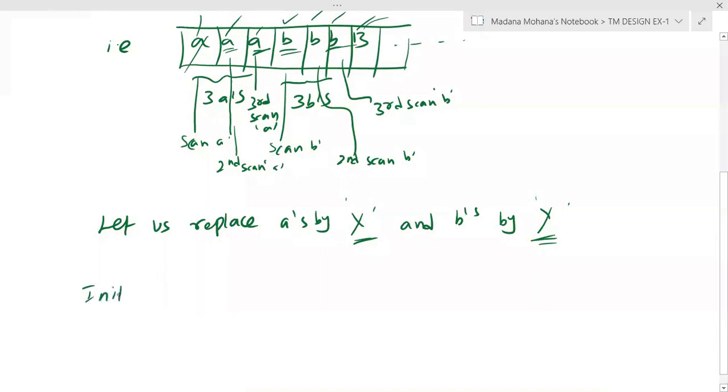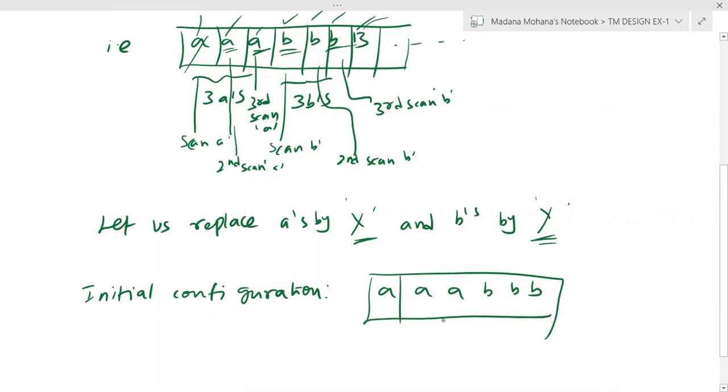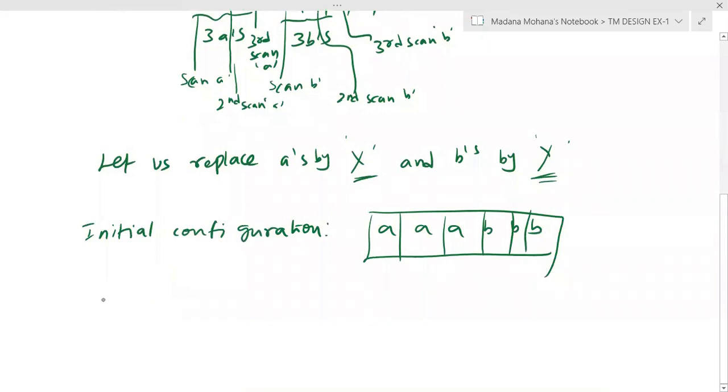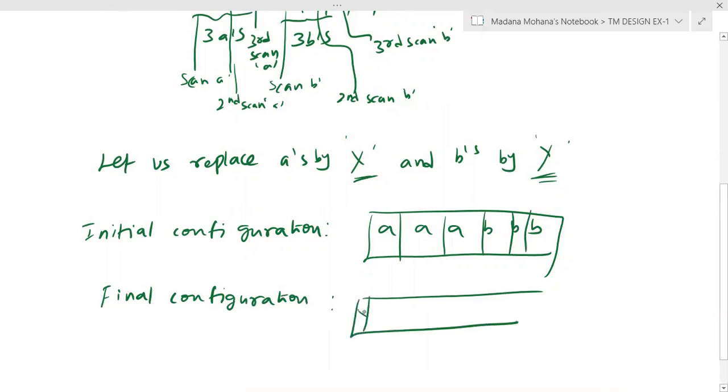Now, the initial configuration of the tape contains 3 A's and 3 B's. Then the final configuration: all A's are replaced with X, then all B's are replaced with Y. So the first A is replaced with X, the second A also X, the third A also X, then the first B is Y, the second B is also Y, then the third B is also Y.